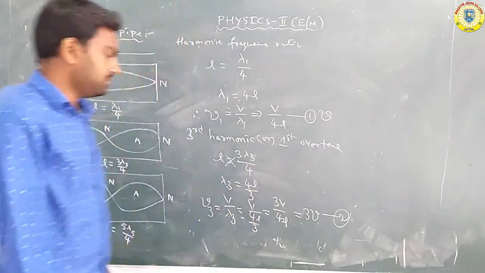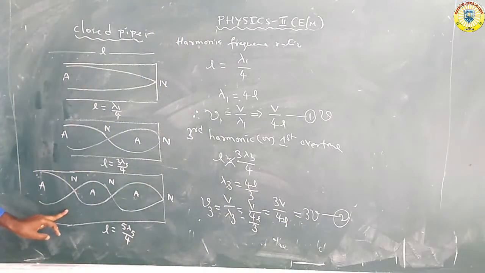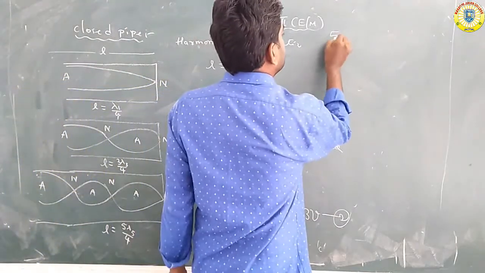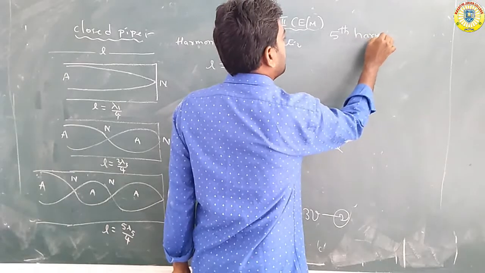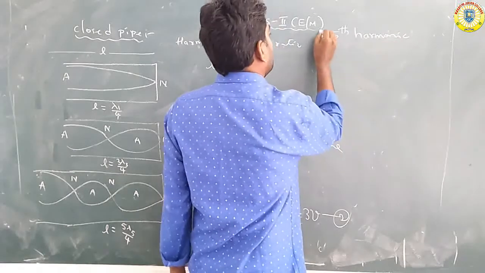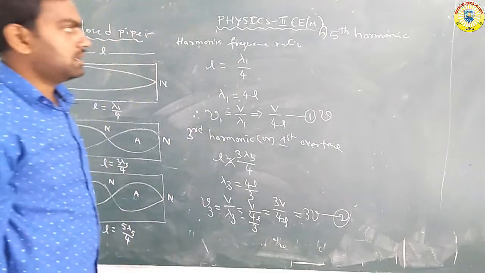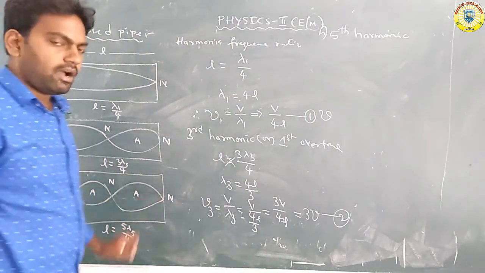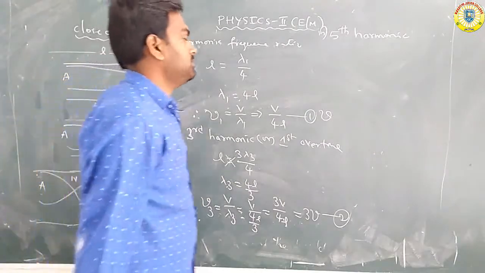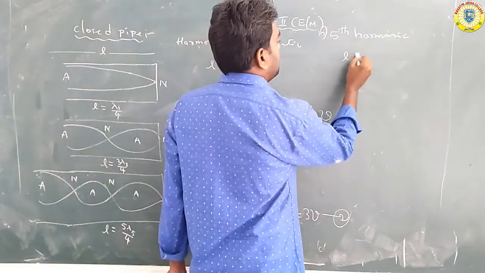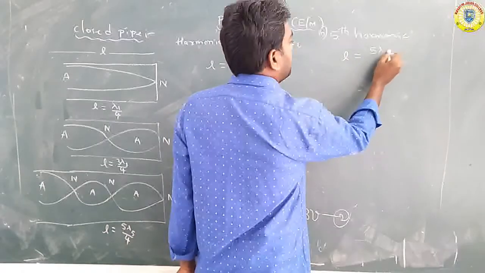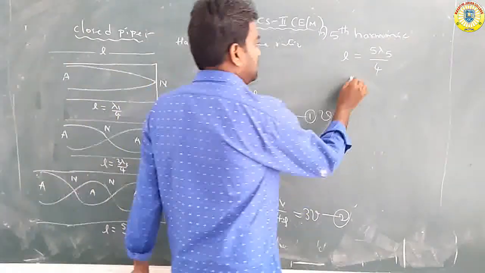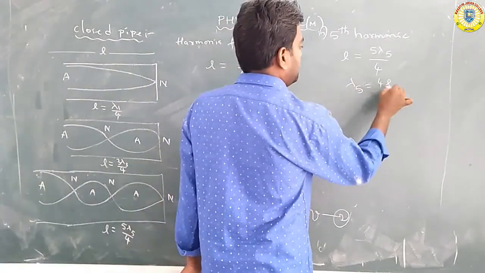Next, the fifth harmonic frequency, which is the second overtone. Three antinodes and two nodes are formed along the length of the pipe as shown in this figure. So the vibrating length L = 5λ5/4, and λ5 = 4L/5.